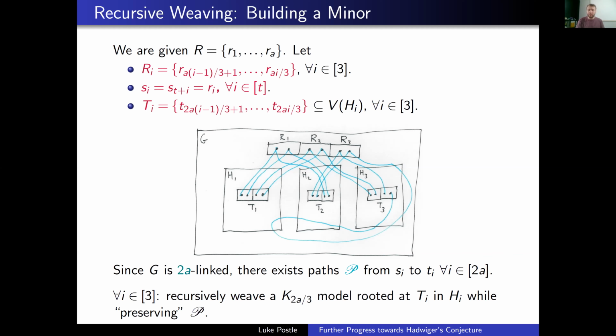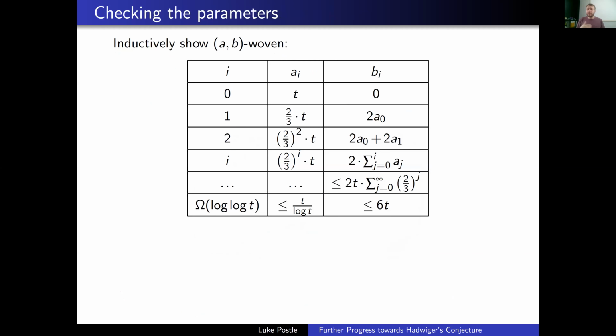So let's go through the numbers for this. Inductively, you just kind of do this each time. So at step 0, we have an AI and a BI. So here we had T and 0. We need to show woven. Well, the next step, we need 2/3 T for the A's, right? That's the complete minor we need. But now we need to preserve those paths.